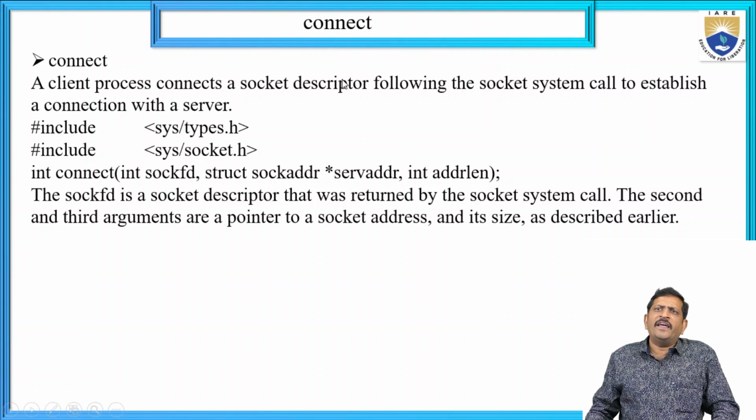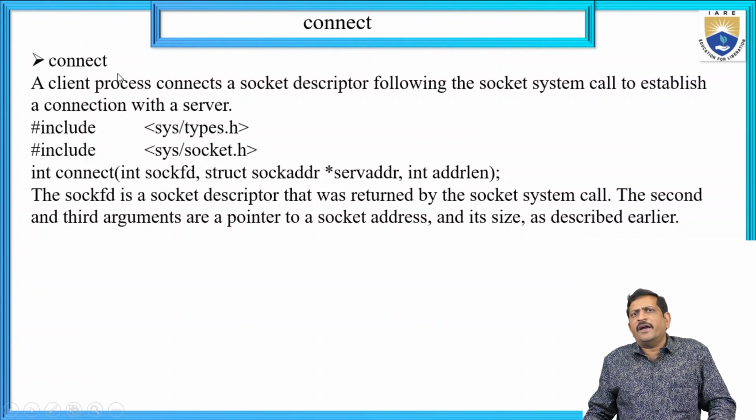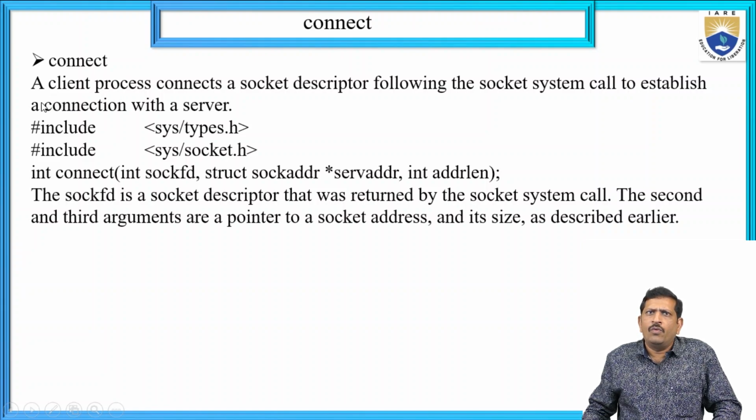Here, the connect system call, after the socket system call. Now, what are we doing? A client process connects a socket descriptor, obtained from the socket system call, to establish a connection with a server. For that we can use this code, in C. #include <sys/types.h>, #include <sys/socket.h>, then int connect(int sockfd, struct sockaddr *servaddr, int addrlen). By using this code we can establish the connection between client and server.